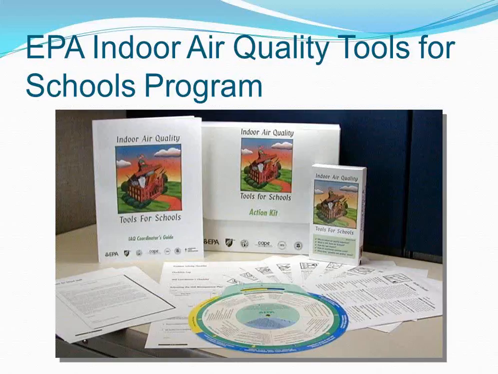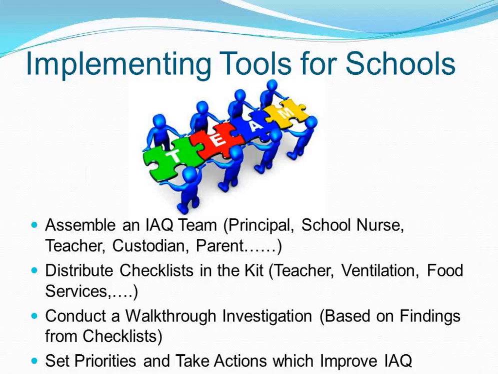So let me just go through some of the very basic steps of this before we get to the summer tips. These are the basic steps of implementing the Tools for Schools program. You can see that the very first step is to assemble an IAQ team, and you can see who the members of that team are. The very first action item you do to implement the kit would be to distribute the checklists that are in the kit, and there are various checklists, one for each teacher. There's a ventilation checklist. There's also video information on how to go about filling out these checklists and so on.